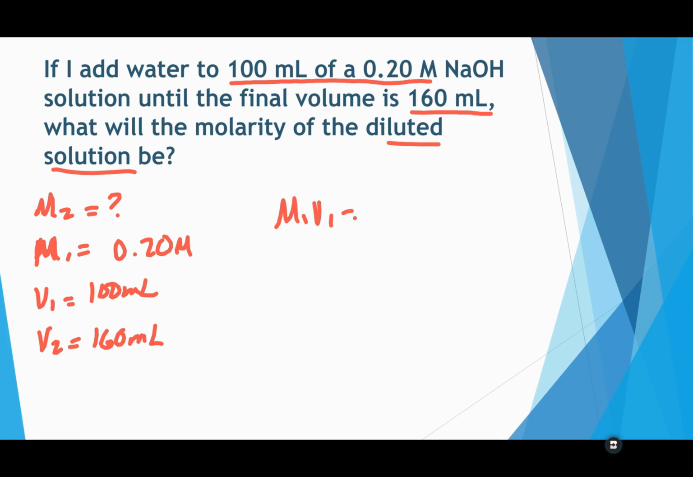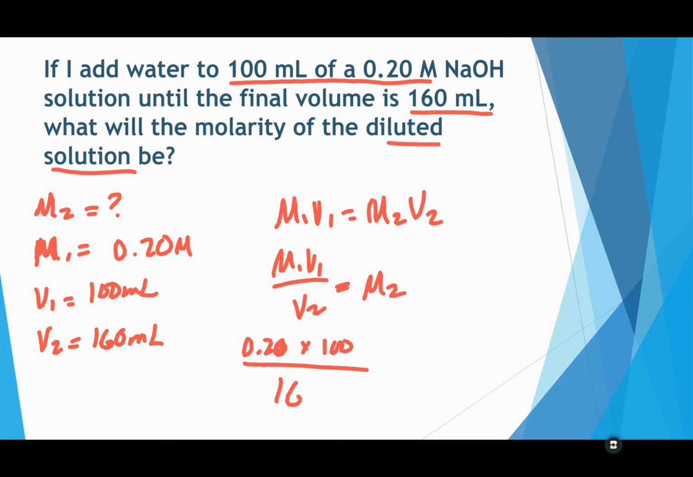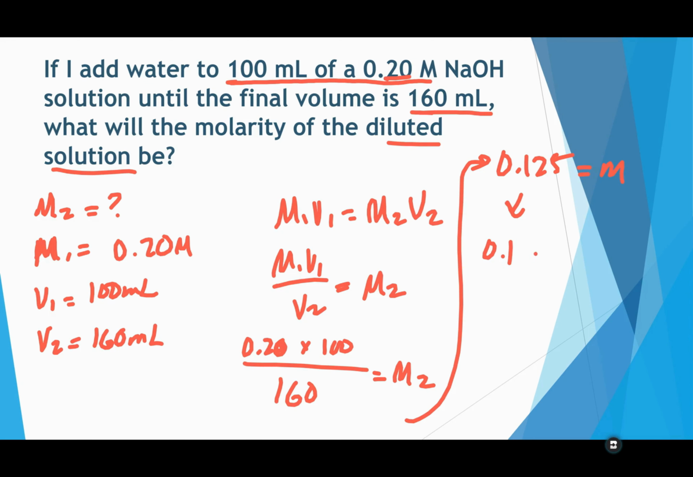So M1V1 equals M2V2, trying to solve for M2. So M1V1 over V2 equals M2. So 0.20 times 100 divided by 160 is my M2. 20 divided by 160 is 0.125. Put this up here. So 2 sig figs, 1 sig fig. So technically this should be 0.1 molar NaOH.